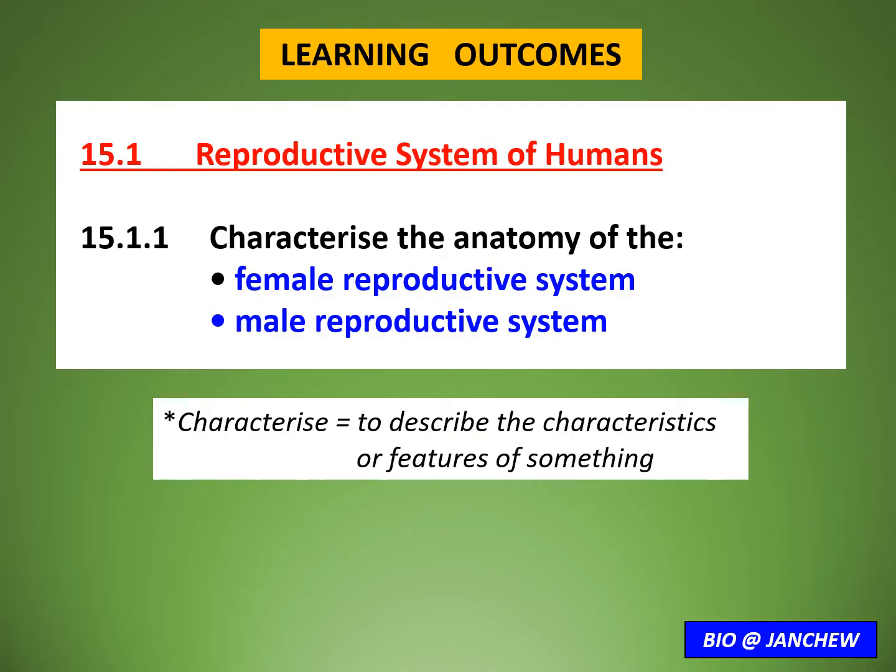The learning outcomes for today's lesson are as follows. 15.1 Reproductive System of Humans. After this lesson, we should be able to characterize the anatomy of the female reproductive system and the male reproductive system. To characterize means to describe the characteristics or features of something. Thus, after this lesson, we should be able to describe the characteristics of the female reproductive system and the male reproductive system. This means we have to know the structures or the organs contained in each one of the systems here and also be able to describe or explain their functions.